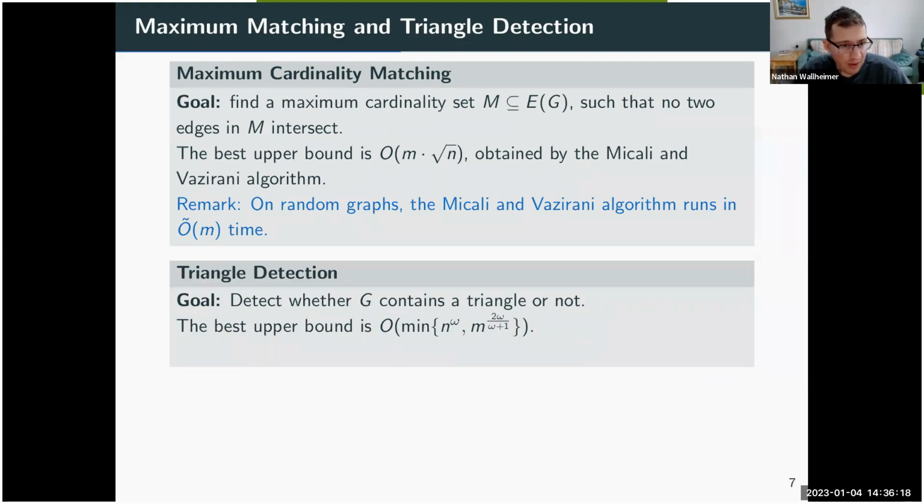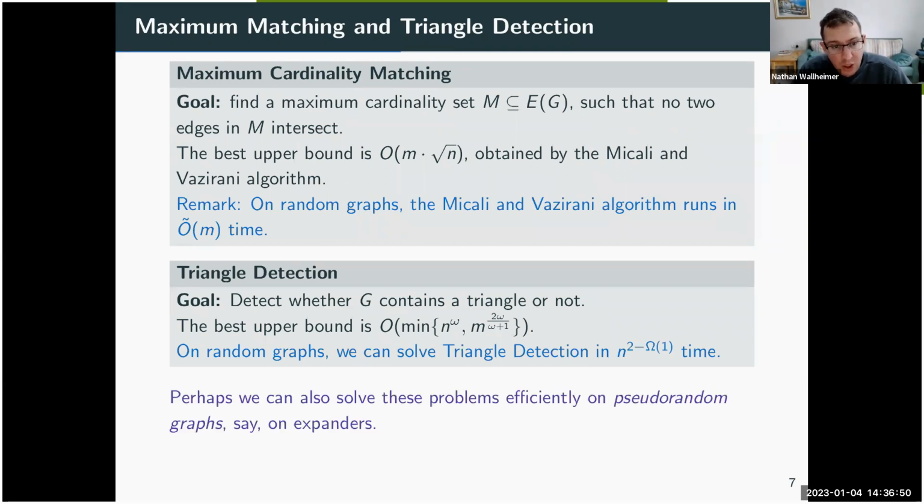The second problem is the triangle detection problem, where we want to detect if G contains a triangle or not. The best upper bound is order of the minimum between N to the omega and M to the 2 omega over omega plus 1. Omega is the exponent in matrix multiplication algorithms. It's at least 2. And again, I want to remark that on random graphs, it's actually not very hard to see that we can solve this problem in strongly subquadratic time.